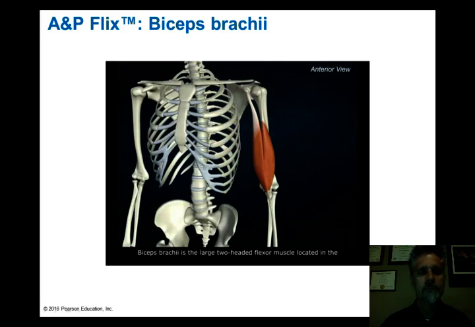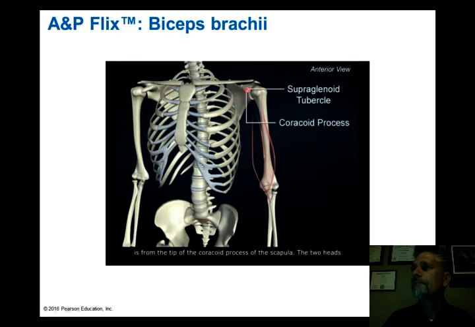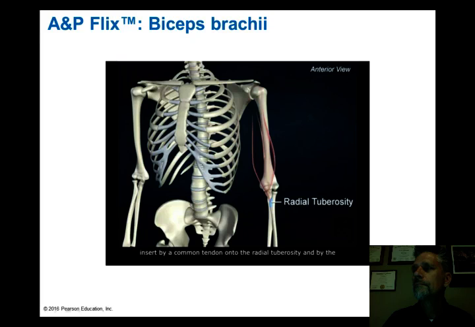Biceps brachii is the large 2-headed flexor muscle located in the anterior compartment of the arm. The origin of the long head is from the supraglenoid tubercle of the scapula. The origin of the short head is from the tip of the coracoid process of the scapula. The 2 heads insert by a common tendon onto the radial tuberosity and by the bicipital aponeurosis, which blends with the deep fascia on the medial aspect of the forearm.